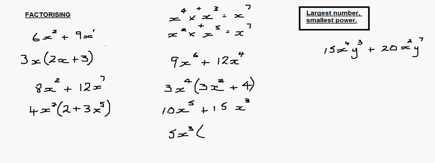So what times 5 gives me 10? Well, that's 2. I've got x to the 3, but I need x to the 5. So 5 subtract 3 gives me 2. So I get 2x squared. Okay, because x to the 3 times x to the 2, add the indices, gives us 5. So that's that bit dealt with.